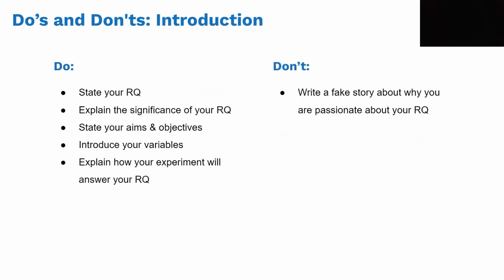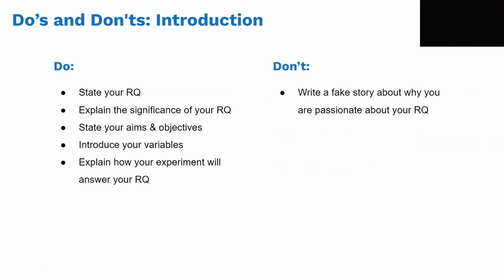Do's and don'ts. I'm going to run you through do's and don'ts for every part of your IA, starting with the introduction. Do state your RQ. You should explain the significance of your RQ, i.e. why your RQ is important and why it is worthy of investigation. State the aims and objectives of your report and briefly introduce your variables.